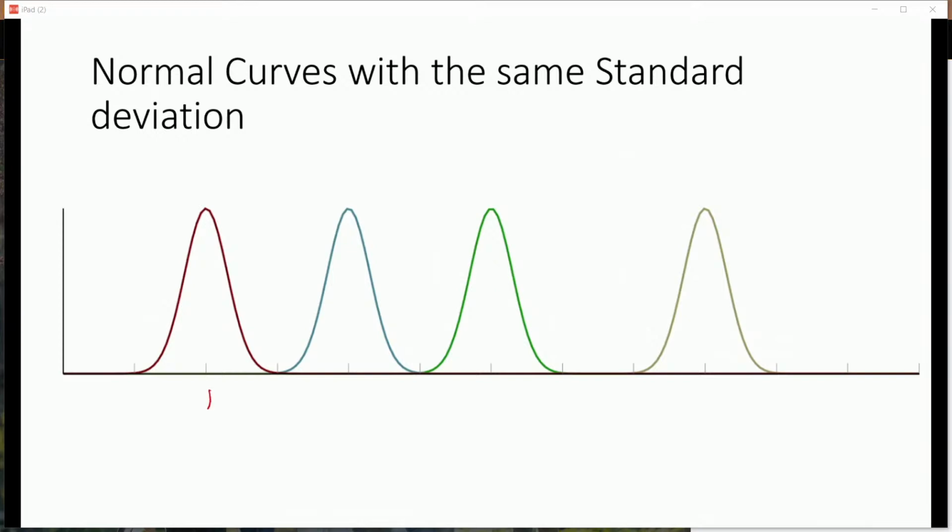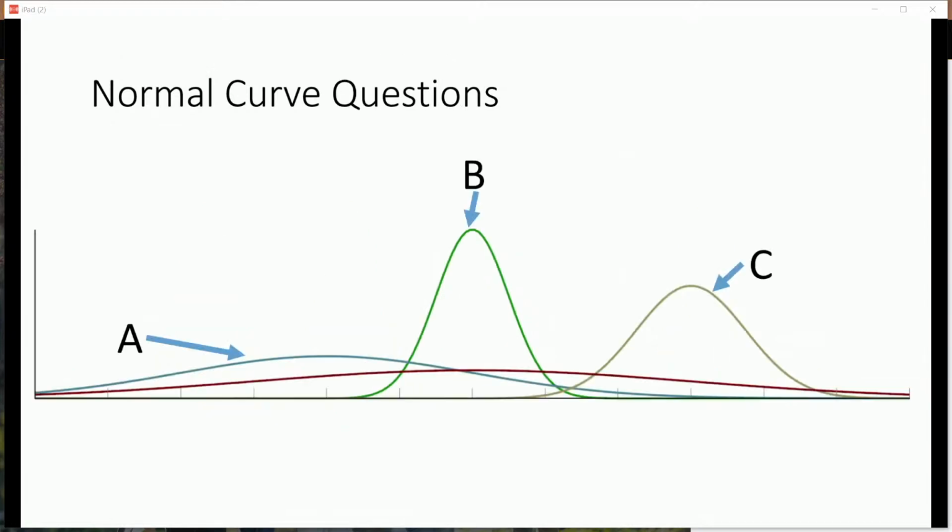So here, this has the smallest mean, and the mean is the middle of the curve. And this one over here has the biggest mean. So it's pretty easy. I'm sure you can do this. In fact, I'm so confident. Let me just show you this next one.